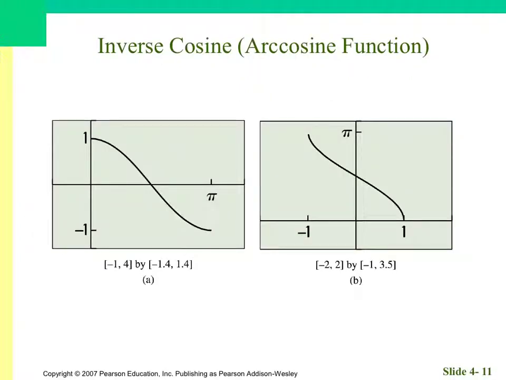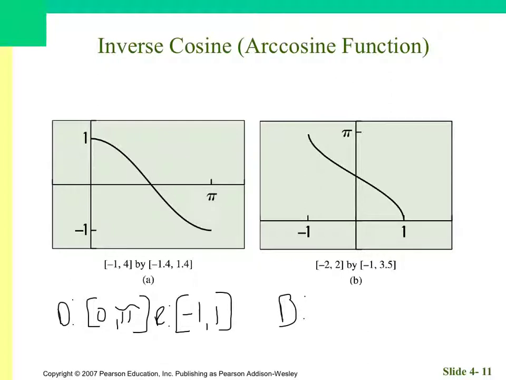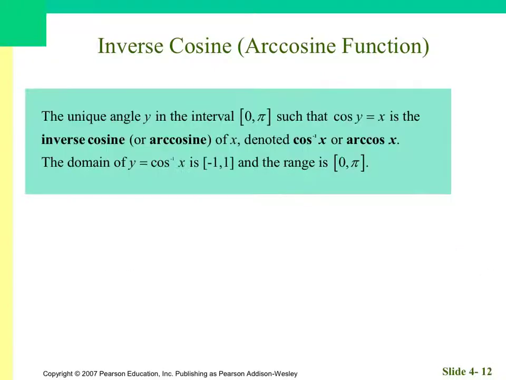Cosine. Now cosine, do you see it's restricted from 0 to pi for the domain, and it goes from negative 1 to positive 1 for the range. So if we flip it, the domain is negative 1 to 1, and the range is 0 to pi. Here's the same thing for cosine.